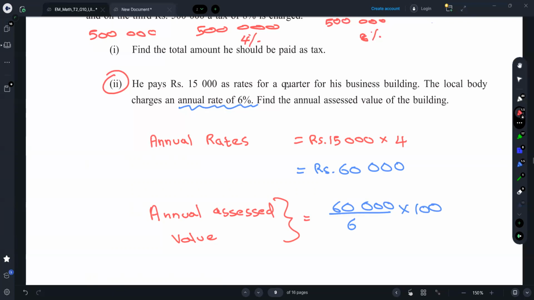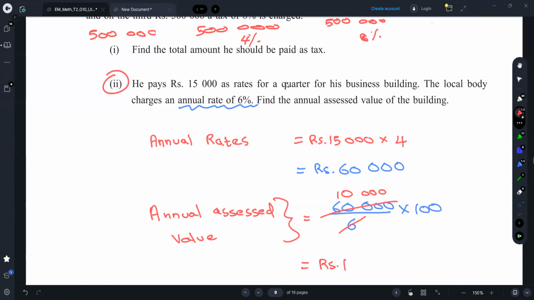6% means 60,000 from the annual assessment. Then how much is the total amount? The total is 100. Then we can multiply this by 100 equals to rupees, this divided, 60,000 divided by 6, it is 10,000. 10,000 multiplied by 100.